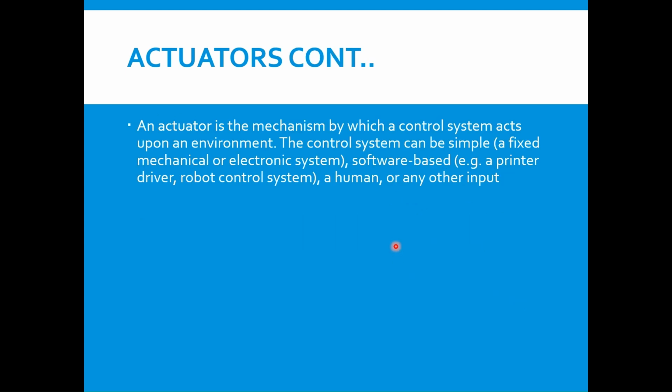An actuator is the mechanism by which a control system acts upon an environment. The control system can be simple, a fixed mechanical or electronic system, software based, for example, printer driver, robot control system, a human or any other input.